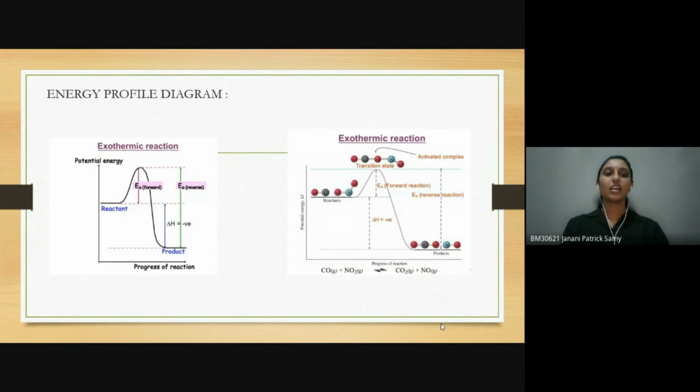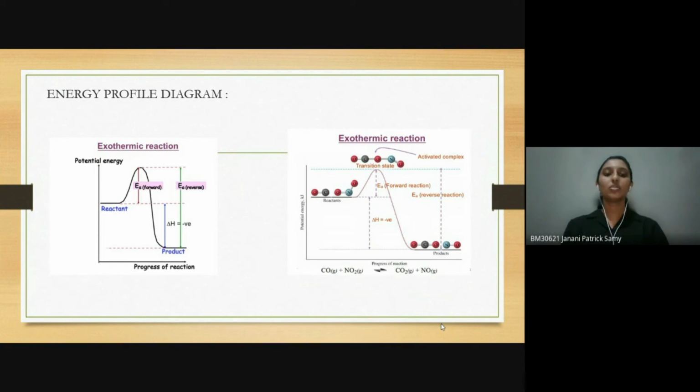The next is the energy profile diagram. What is an energy profile diagram? A reaction profile shows the potential energy plotted as a function of the progress of the reaction. The difference in potential energies between the products and the reactants is delta H for the reaction. Reactant molecules must have enough energy to overcome an energy barrier separating the products from the reactants.